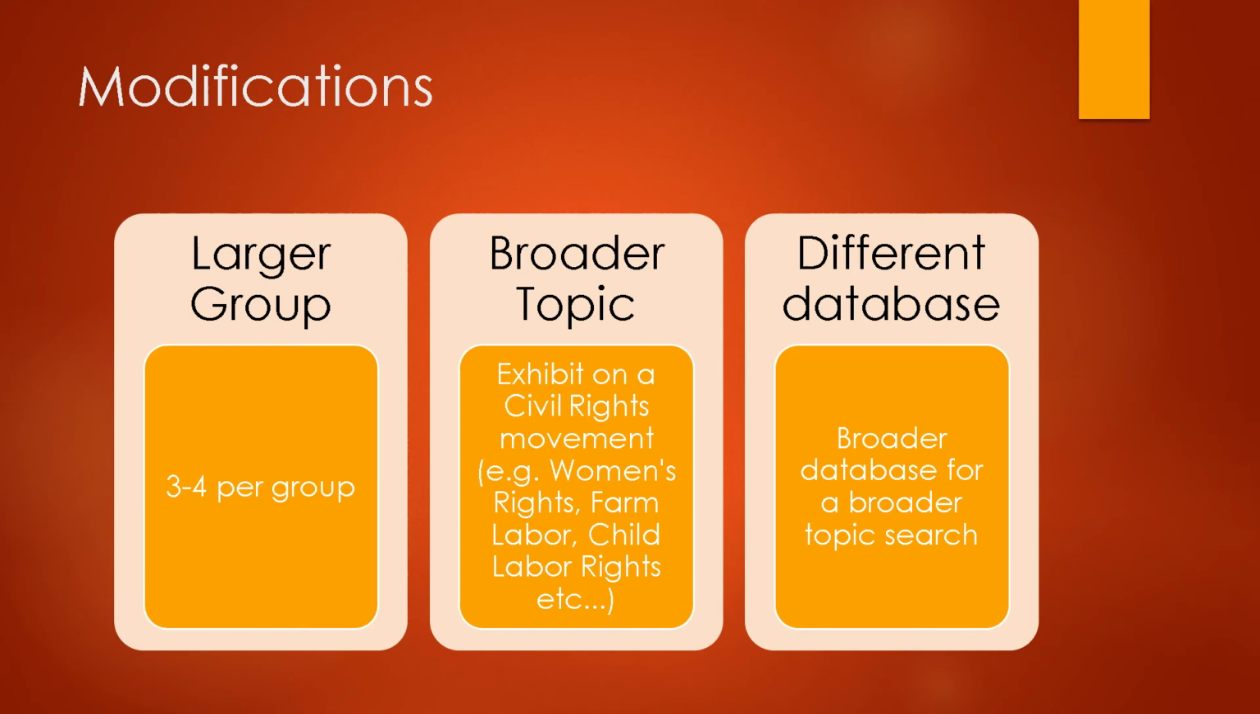The other thing I would do is a different database, because Nines wouldn't work. 19th century lit is too narrow a search, and I want the students to be able to look for things beyond the 19th century, because there have been movements in other centuries too. So a broader database for a broader topic search is another thing that I would definitely do as a modification.